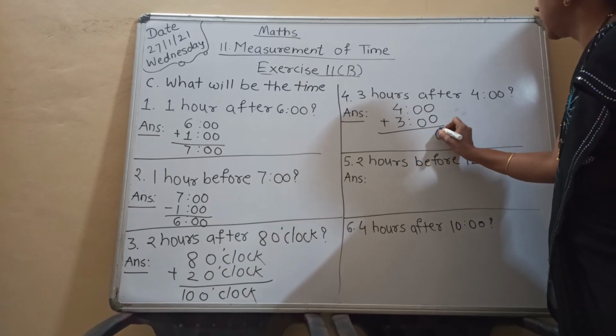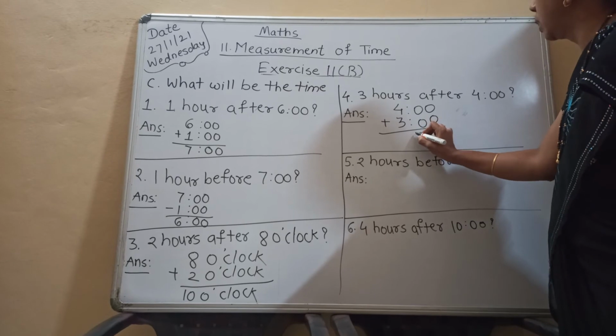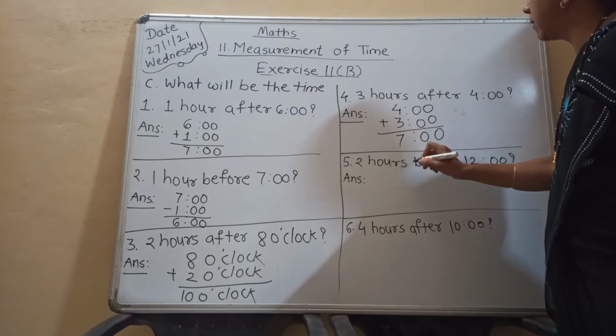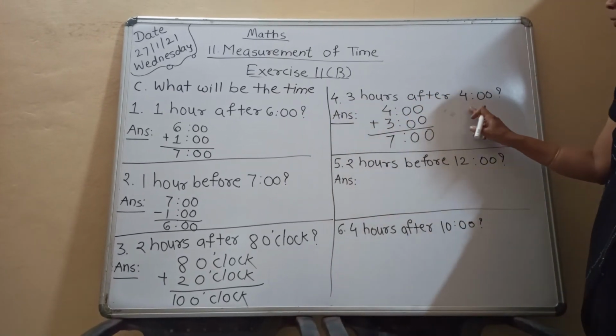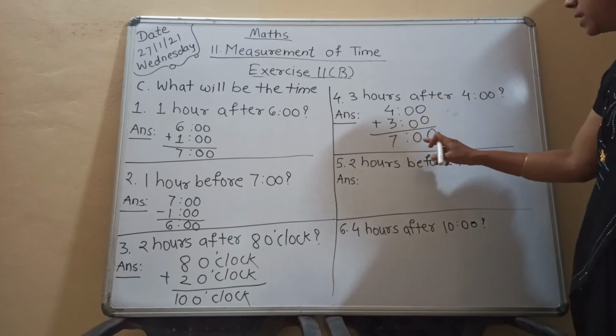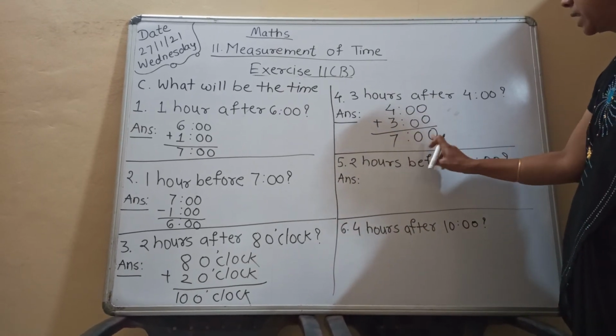0 plus 0, 0. 4 plus 3, 7. 3 hours after 4. 4 plus 3, 7. 7 is our answer.